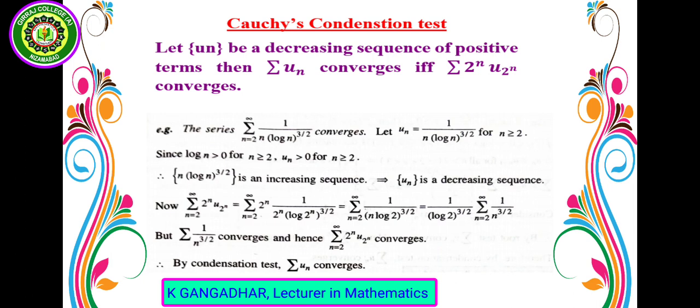Next, sigma 2 power n times u_(2 power n), we get sigma 1 by n power 3 by 2. Here we apply the p test: p equal to 3 by 2 is greater than 1. So by the p test, the series sigma 2 power n u_(2 power n) is convergent. So by the condensation test, the series sigma u_n is also convergent.